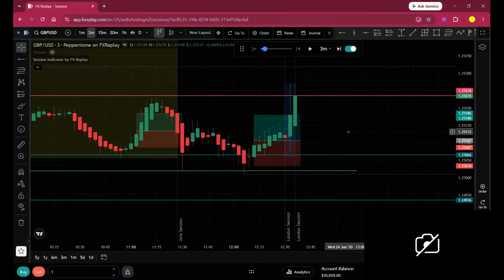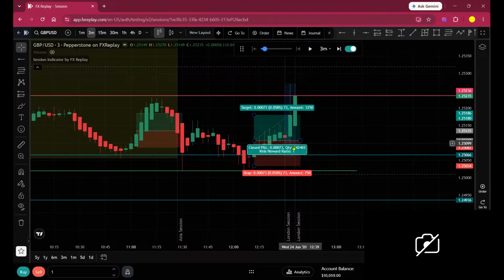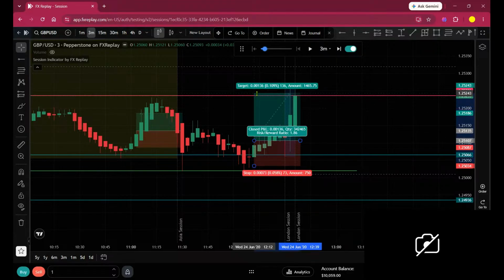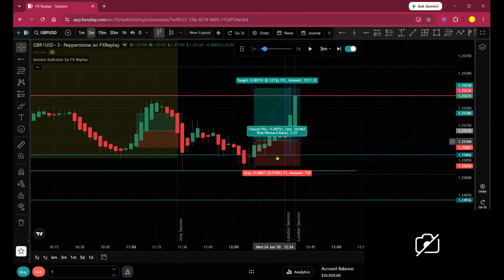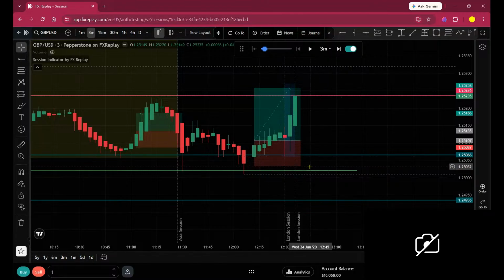So this is what usually happens. If you hold the trade, it will give you the 1:1 target easily and the 1:2 target as well. See here, the 1:2 target as well it will give you. So better you just hold your trade without trailing your SL.